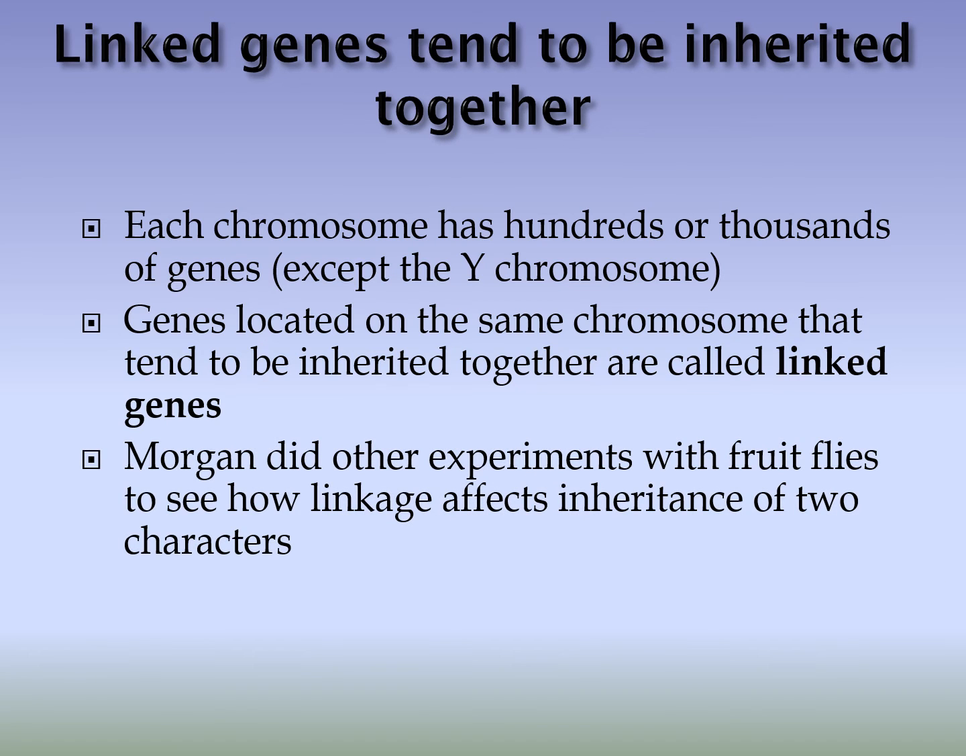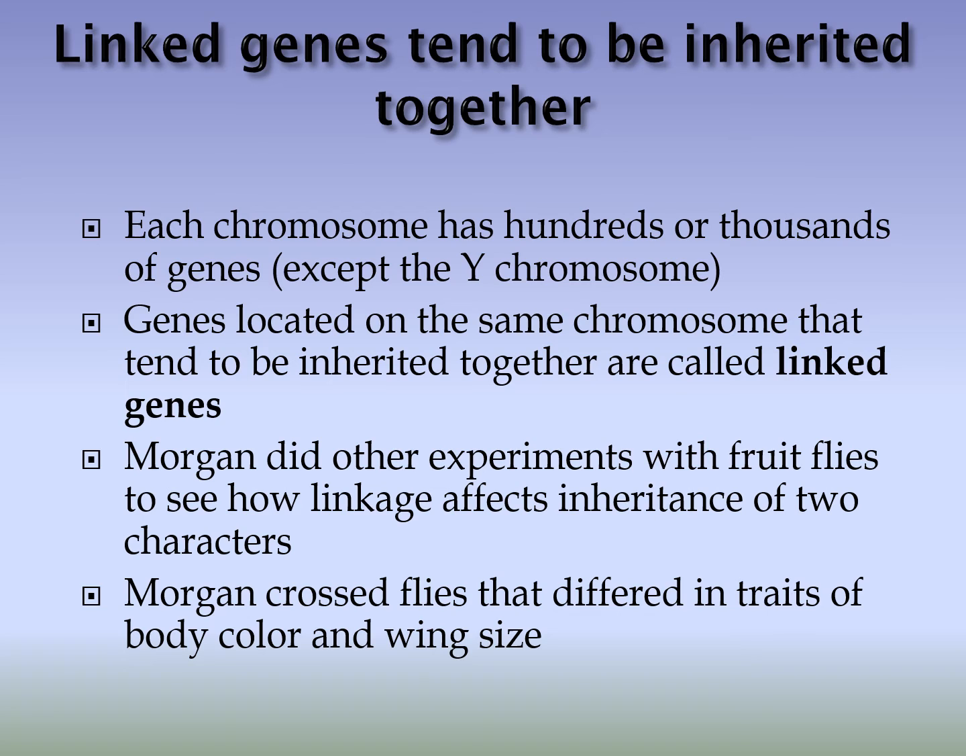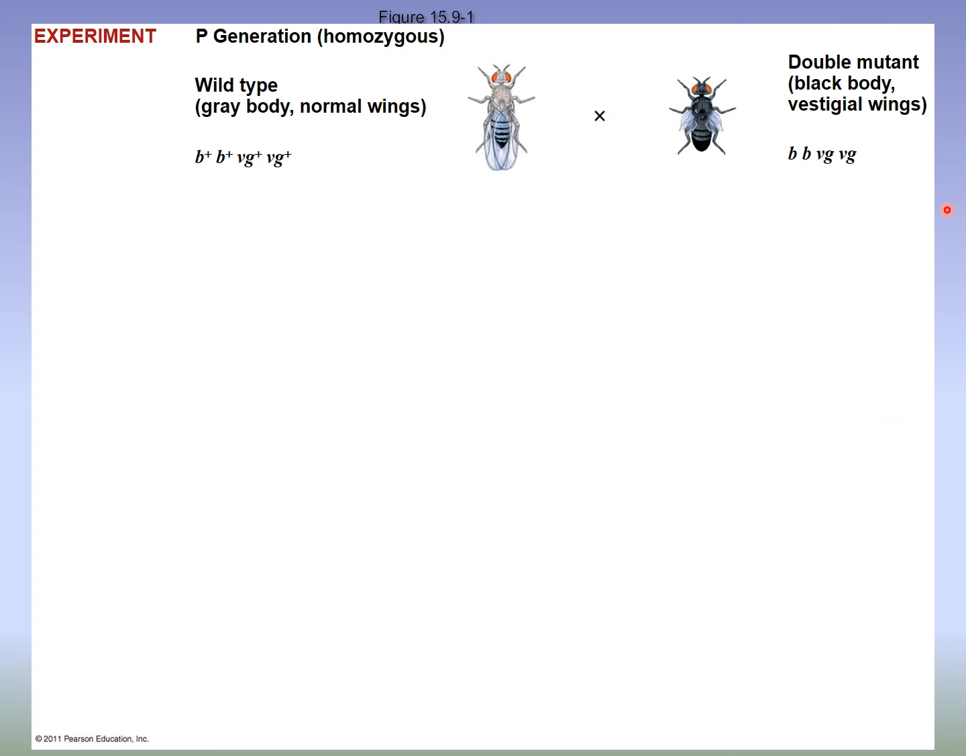So again, Morgan did some experiments with the fruit flies, and he looked at two characters. Let's go ahead and look at this experiment. The two characters that he looked at were body color and wing size or shape. So let's look at the cross looking at these two characters.